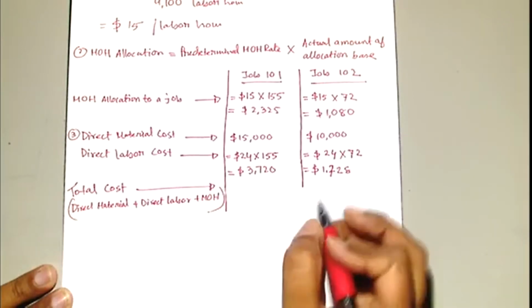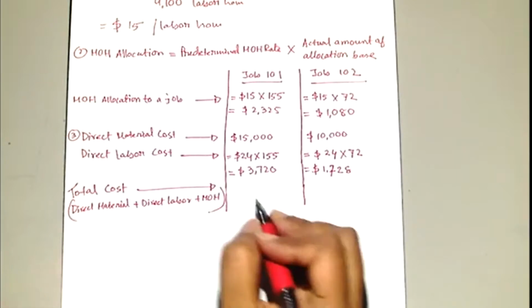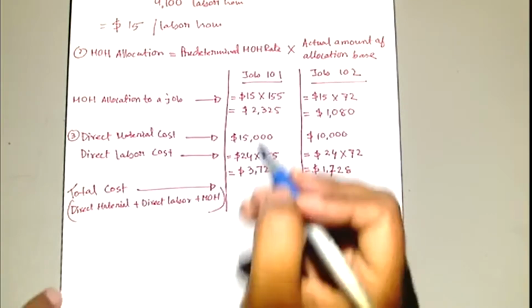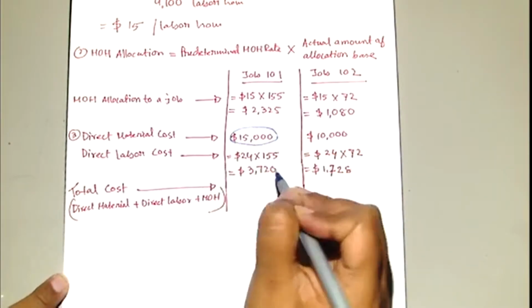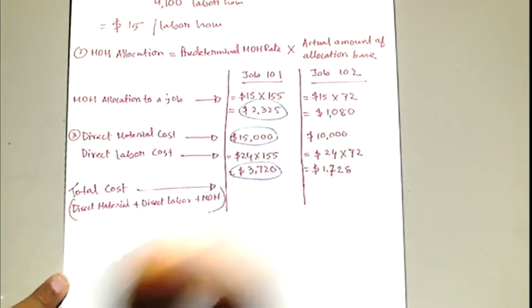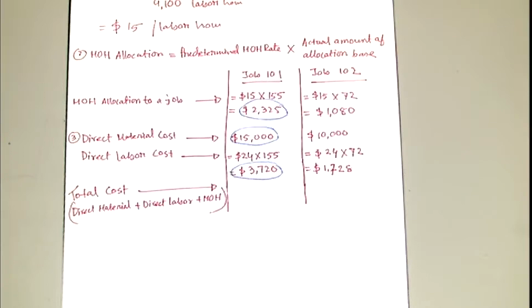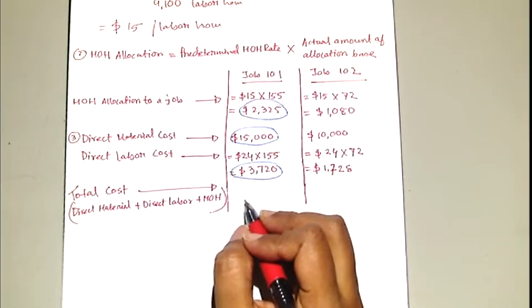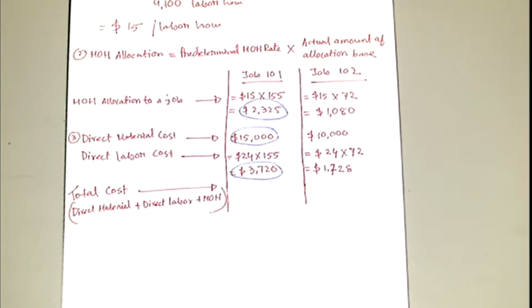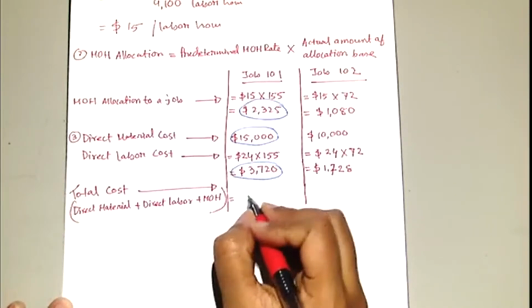Just within bracket, for a side note, I'm writing this for you. Now if you add this, what is your total cost for job 101? Your direct material cost is 15,000, labor cost is 3,720, your overhead allocation is 2,325. How much is your total cost for job 101? Don't just wait for me to write and copy it from the board. Everyone please figure it out for job 101.